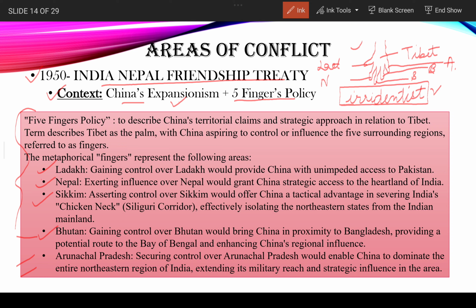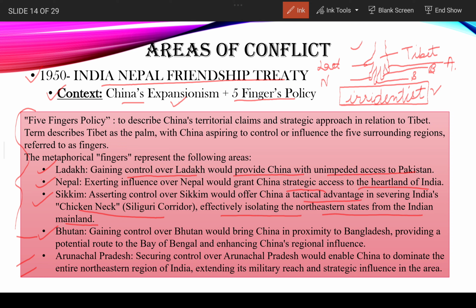I've also written the importance of these five regions for China. Just like Ladakh, gaining control over Ladakh would provide China with unimpeded access to Pakistan. When it comes to Nepal, exerting influence over Nepal would grant China strategic access to the heartland of India. Sikkim is very close to the chicken's neck or the Siliguri corridor, effectively isolating the northeastern states from the Indian mainland. So that's why this region is of tactical advantage to China.